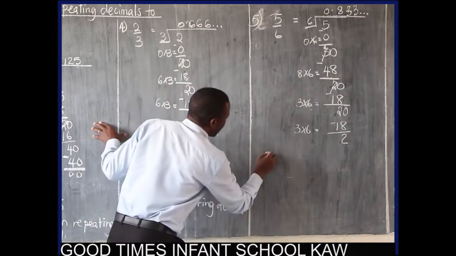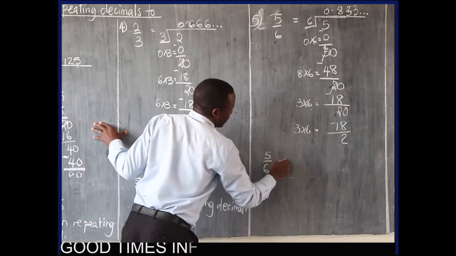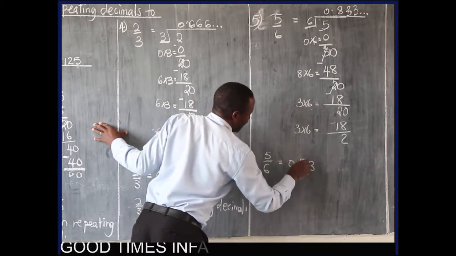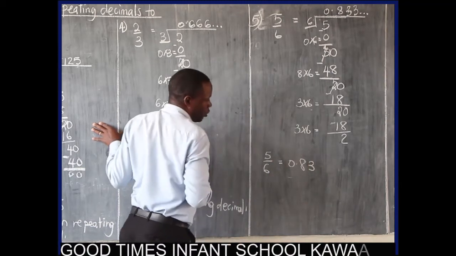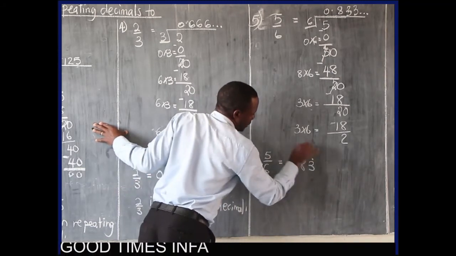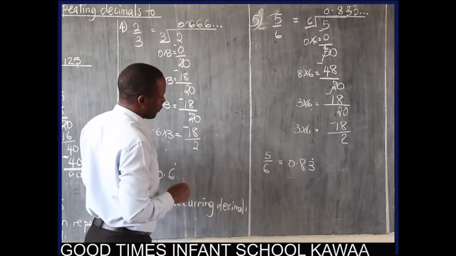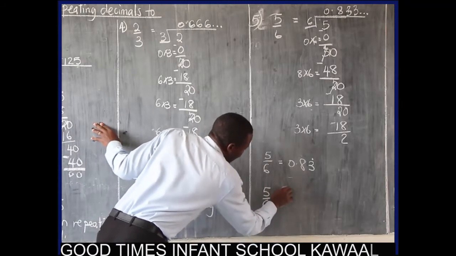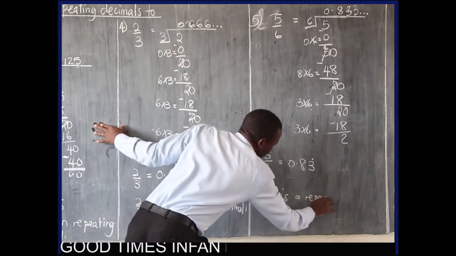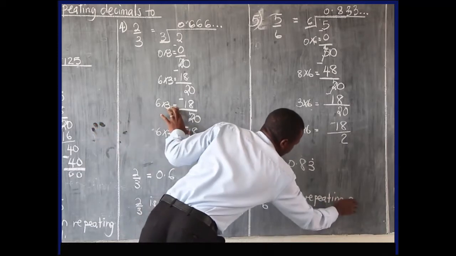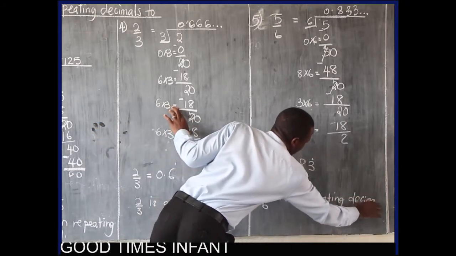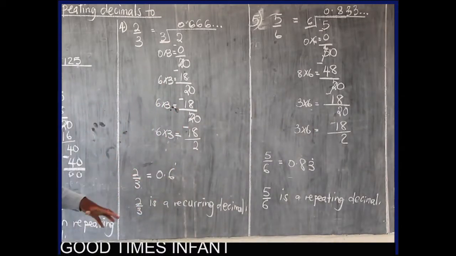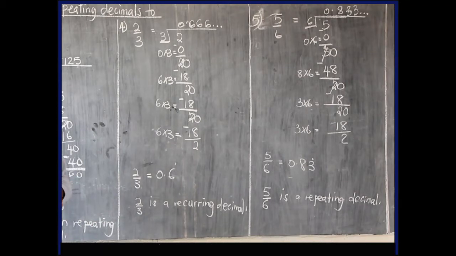So what do we say? 5 out of 6 equals 0.83. 8 is not recurring, I don't give it a dot. So I put a dot on 3, which means that 3 is recurring. The answer now becomes 5 out of 6 is a repeating decimal. So those are the corrections, and you check with your answers. If they are not like this, kindly please make corrections.